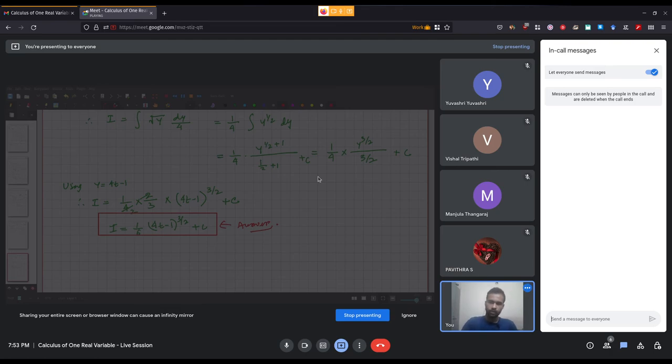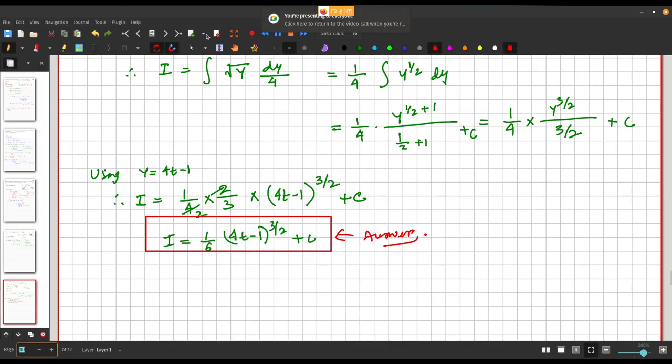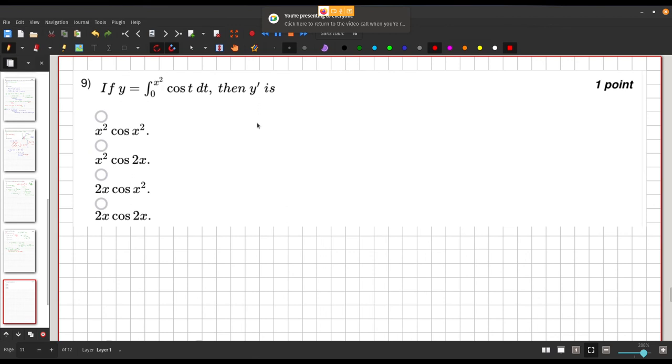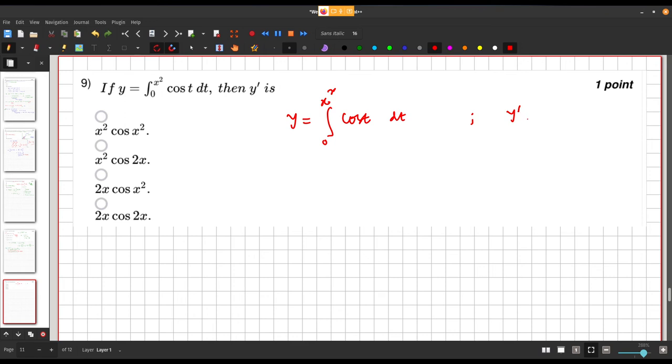Okay, I don't think there are any questions, so I'll move to the next problem, which is given as y equal to the integration from 0 to x square of cos t dt, and then we have to find what is y dash, and y dash is here denoted by dy/dx. Okay, so let us quickly do this integration.